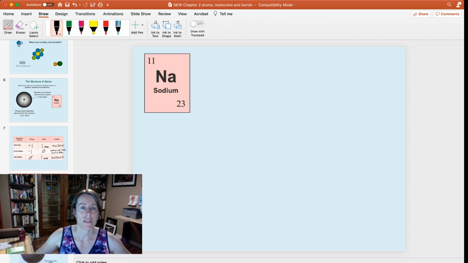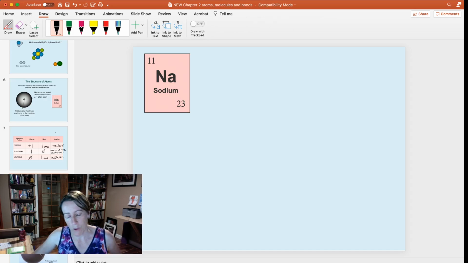All right, so moving on, here is a little excerpt from the periodic table. I took sodium out here. So you can see the symbol for sodium is capital N lowercase a, and this is a periodic table where they give you the name as well, which is handy. And then there's two numbers you can see written in the box here with sodium. There's an 11 and there's a 23.